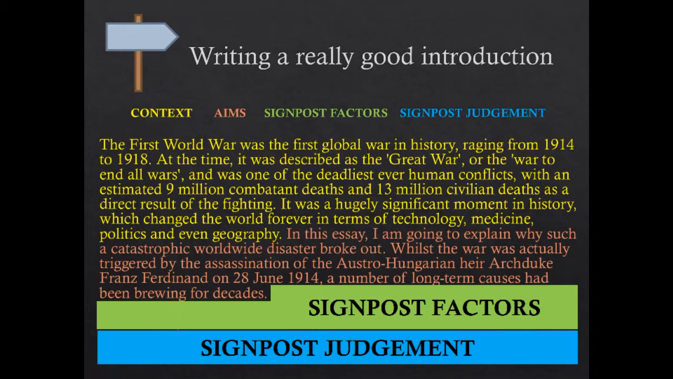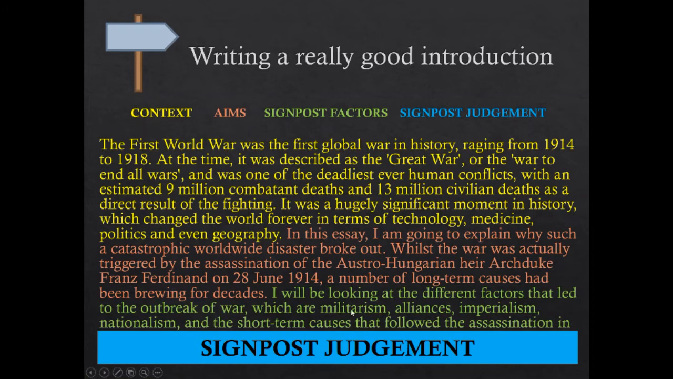So the first thing we've got to signpost is what factors we're going to look at. I will be looking at the different factors that led to the outbreak of war, which are militarism, alliances, imperialism, nationalism, and the short-term causes that followed the assassination. Okay, so that's just your essay plan. It's just what each of your paragraphs is. Okay, so that's really easy. It's just rattling off what each paragraph's going to be about. Just again, signposting, direction of travel, letting me know what this essay is going to do for me.